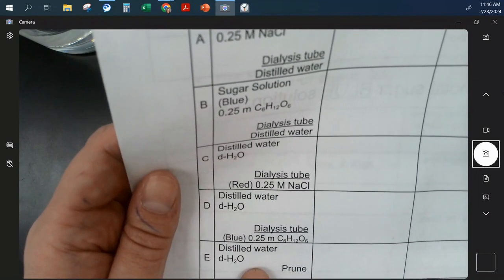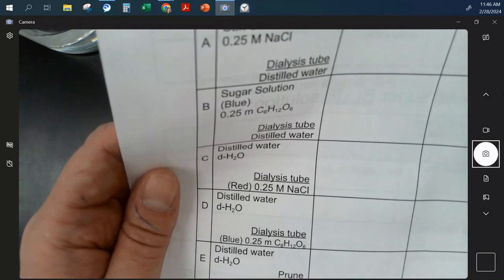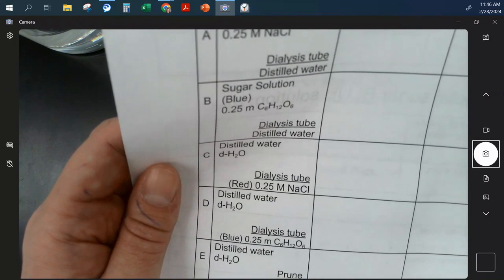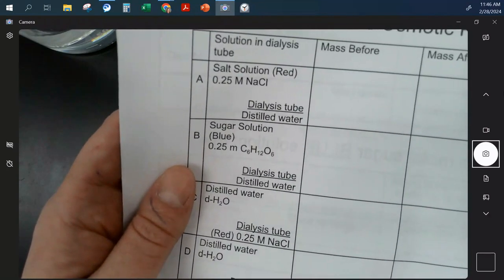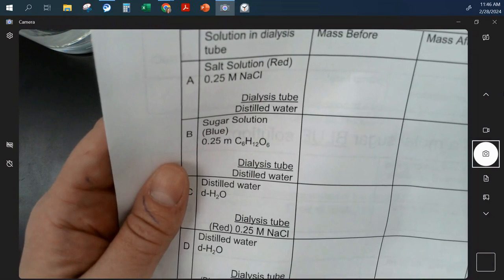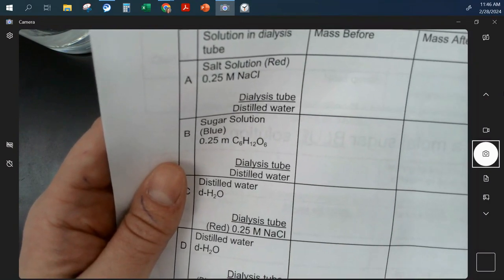And then the prune should increase because it's dried out. So then you're putting in water. It should accept water. And that's what is going to take the longest. So what you're going to try to do is set all these beakers up and then wait for an hour.